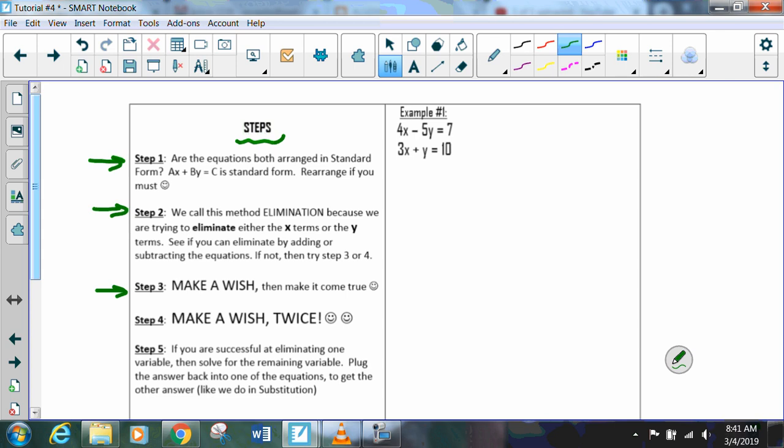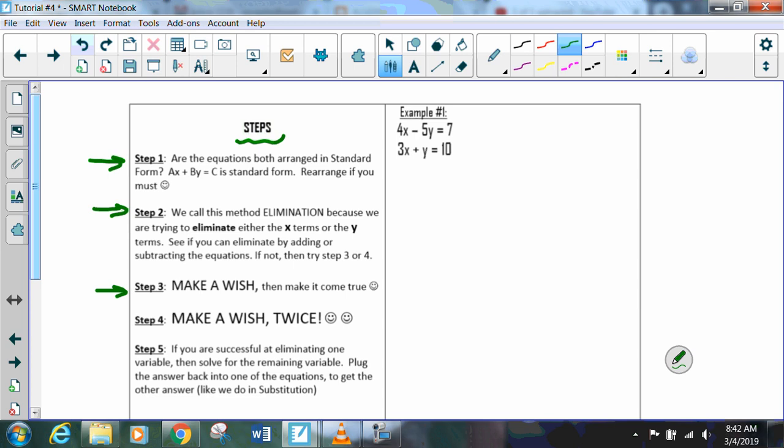So here's the deal. I look at this second equation and think, oh, I wish that instead of y, it were a 5y. If someone could just come in and make that be a 5y, then my y's would cancel out, and I'd be done with this problem, and I could move on. Well, we made our wish. We wish that y is really a 5y, and now we're going to make it come true.